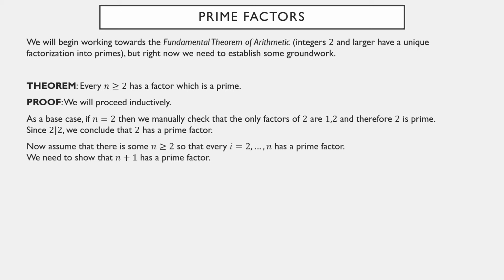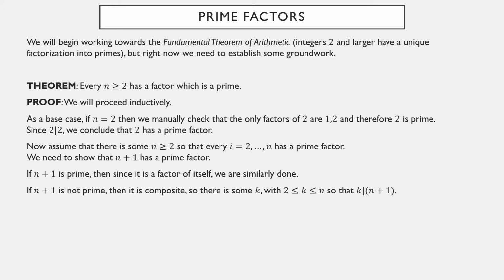Our inductive step: we're going to assume every number up to some n has a prime factor. So 2 has a prime factor, 3 has a prime factor, 4 has a prime factor, all the way up to n has a prime factor. What we need to show is that n plus 1 has a prime factor. Well, n plus 1 might be prime, in which case it's a factor of itself and therefore has a prime factor, and hooray, we finished the proof.